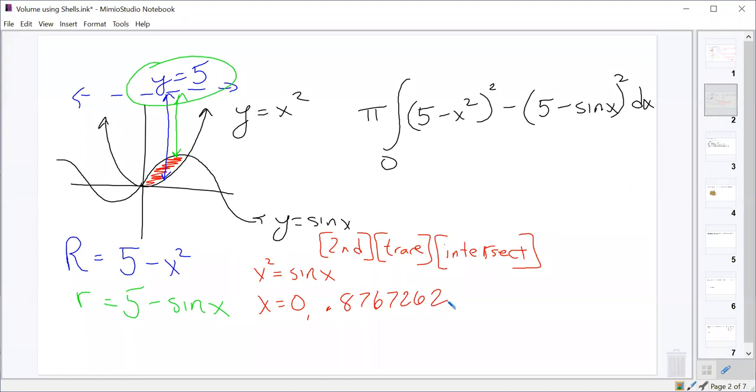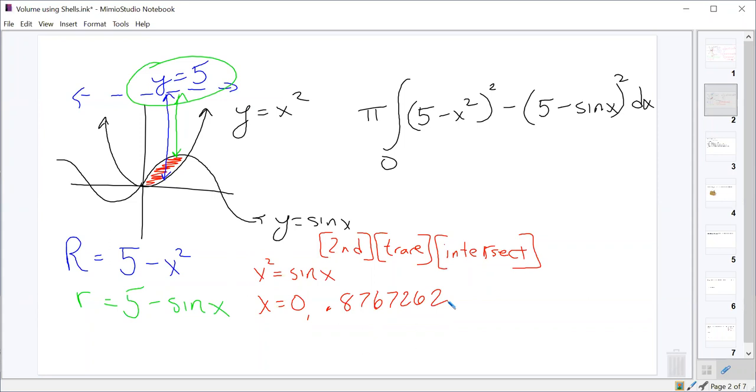And then in that trace window, there's a bunch of options. You're going to choose the one that says intersect, and then it should say first curve. Make sure your cursor is to the left of the intersection point that you're looking for, and you hit enter. Then move the cursor to the right of the intersection point when it says second curve, and hit enter again. Then it will say guess, and you will hit enter a third time. Then it should give you the X and the Y coordinate at which they intersect. Okay, I got it. Thank you.